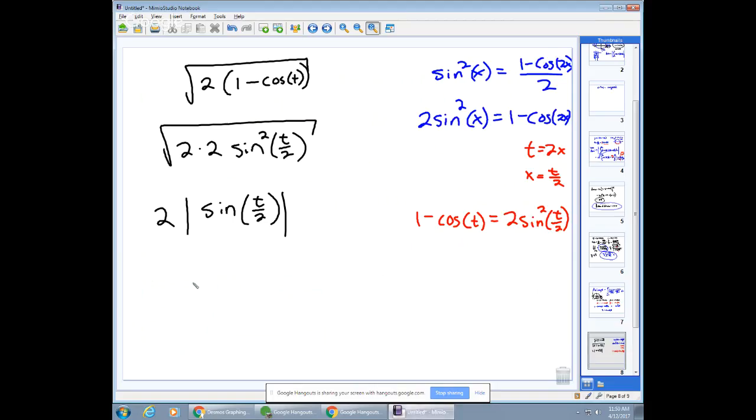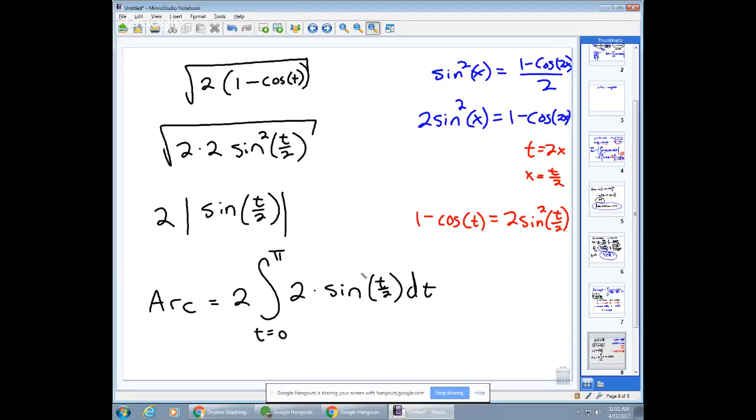All right, so I would like to do our arc length. We've got to finish this up quick. By doubling the integral as t goes from 0 to pi, we'll do half of the cycloid and double it. And then this is our remaining stuff. We have 2 times the sine of t over 2. And we just conferred that the sine of t over 2 is always going to be positive there.